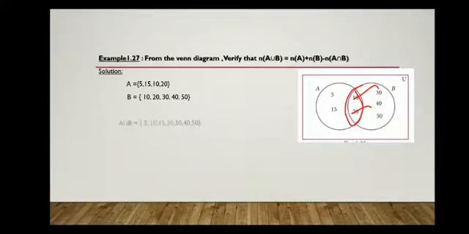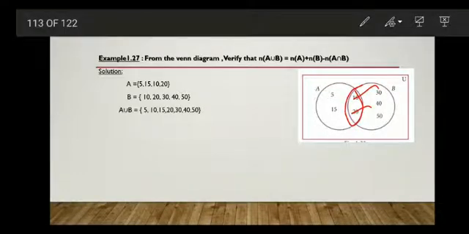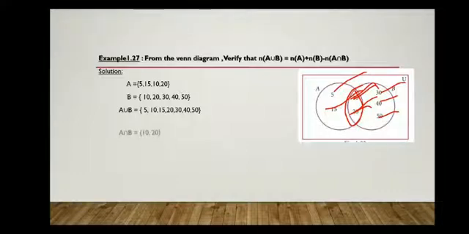So, what will be A union B? Combining the elements of A and B. We'll write 5, 10, 15, 20, 30, 40, 50. That will give us A union B. A intersection B is equal to 10, 20. Okay. Now find number of elements in these sets to verify this one. How many number of elements in set A? We have 4 elements. So n of A is equal to 4. Find n of B. We have 5 elements in B. N of B is equal to 5.